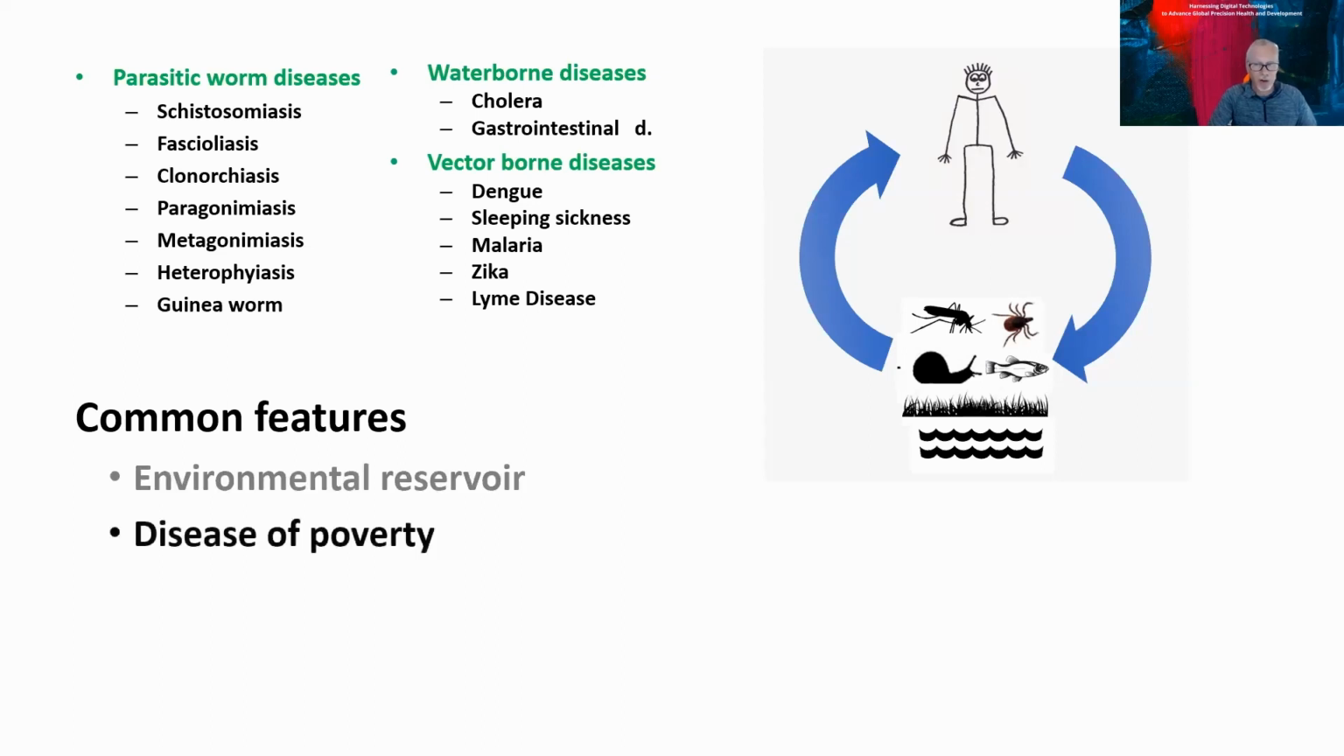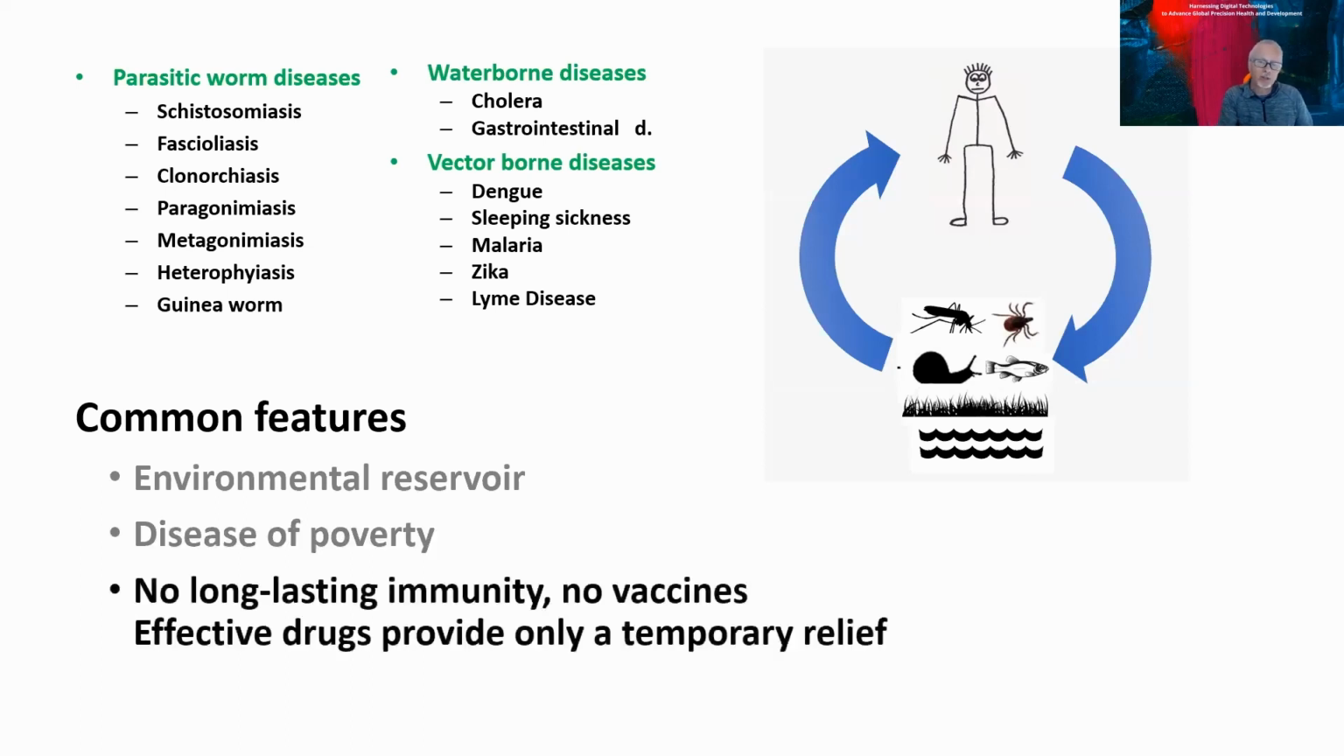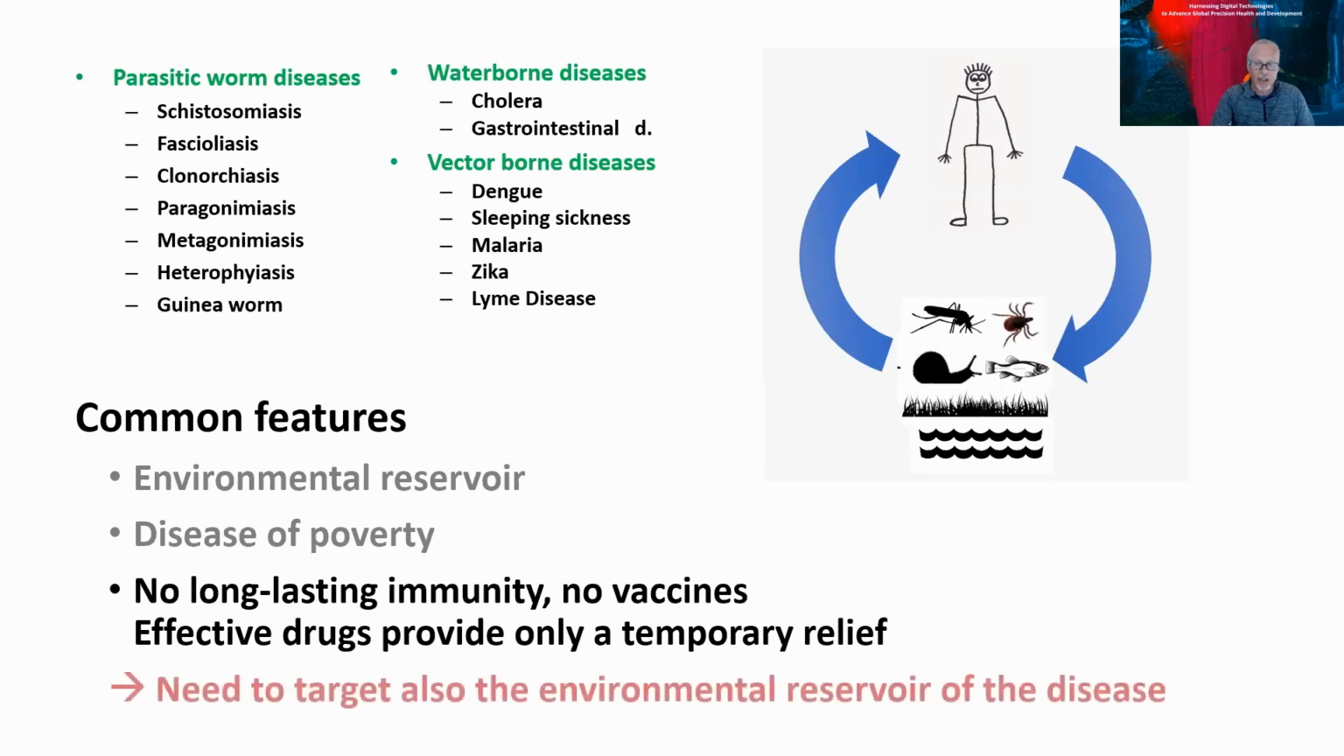They are also diseases of poverty, affecting disproportionately populations with limited access to resources and healthcare. And they generally do not trigger long-lasting immunity. So most importantly, for a lot of these diseases, we do not have vaccines. And sick people can be treated, which is great, but treatment does not protect from reinfection. Therefore, targeting the environmental reservoir or preventing exposures are two key approaches for fighting these diseases.